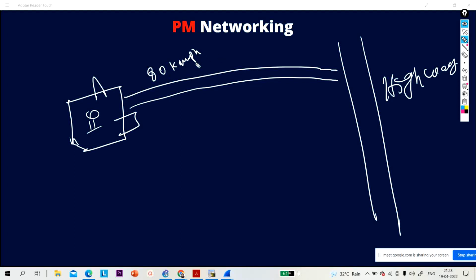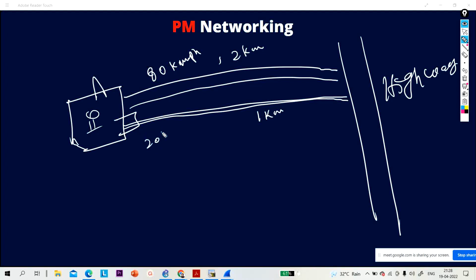This is a good road, but the distance of this road is 2 km, and there is one more road. Suppose the distance of this link is only 1 km, but I can drive my car at a speed of at most 20 km per hour. Which path is best for me? This one. But for RIP, this path is the best path, because distance vector routing protocol will always prefer distance, only distance. They will never check the link characteristics, link bandwidth, right?